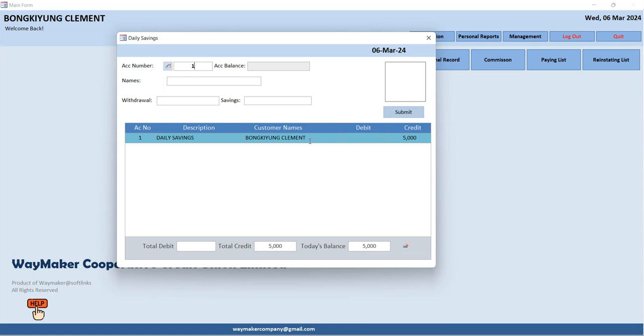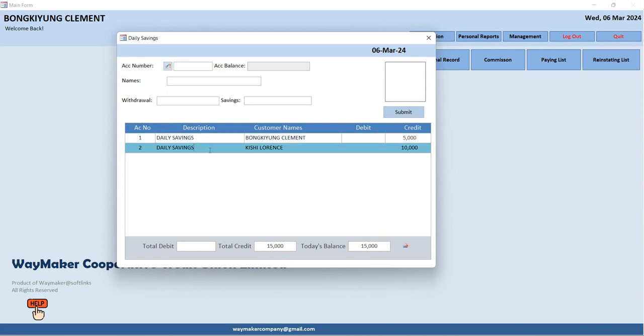If we input account 1 again, you can see that account 1 has a balance of 5,000. So let's input account 2 and we put a saving of 10,000. You can see that account 2 has saved 10,000. And so if we have more customers, that's how we keep inputting their daily savings.